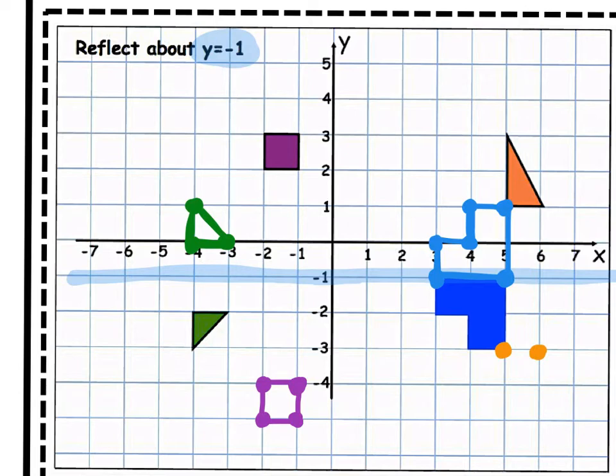And then my top vertex on that orange triangle is 1, 2, 3, 4 units above the line of symmetry. So I'm going to continue 1, 2, 3, 4 points below. And I'm going to connect those pieces together to form my triangle.